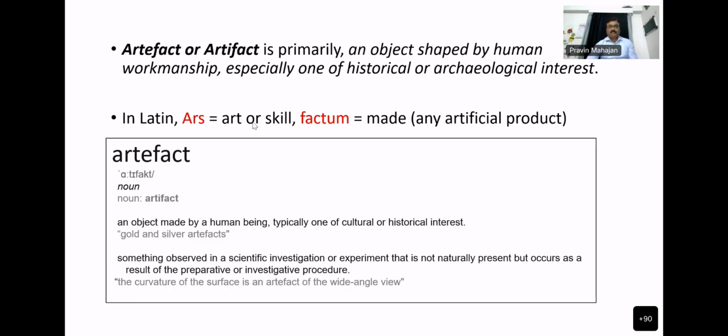Now, this is pertaining to history or archaeology. But what about science? In science, an artifact is something observed in a scientific investigation or experiment that is not naturally present but occurs as a result of the preparatory or investigative procedure. And medicine being a science, we have to take this definition seriously here.